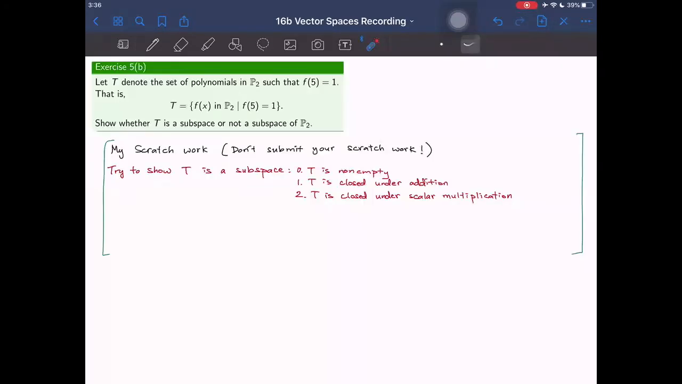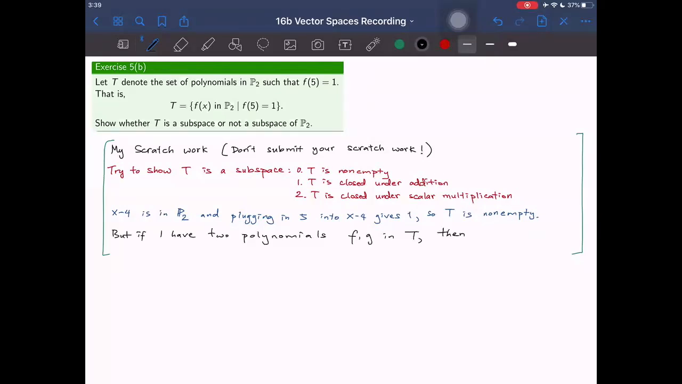Before I show you my answer, let me explain my thought process. I'm not sure yet whether T is a subspace of P2. So first I will try to show that T is a subspace. So I would have to check all three conditions. It's pretty easy to come up with a polynomial of degree 2 or smaller so that plugging in 5 into that polynomial gives me 1, x minus 4 as an example. So T is non-empty.